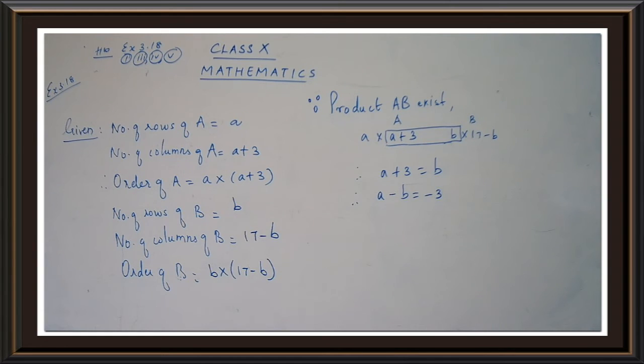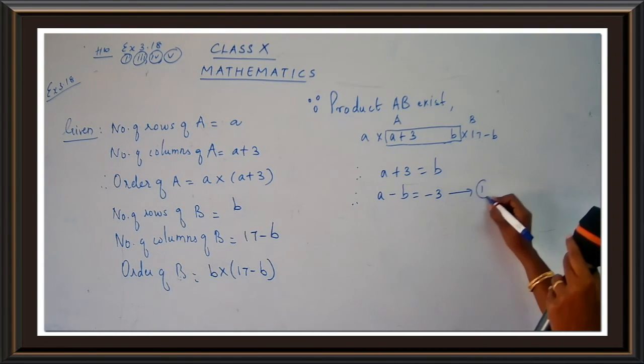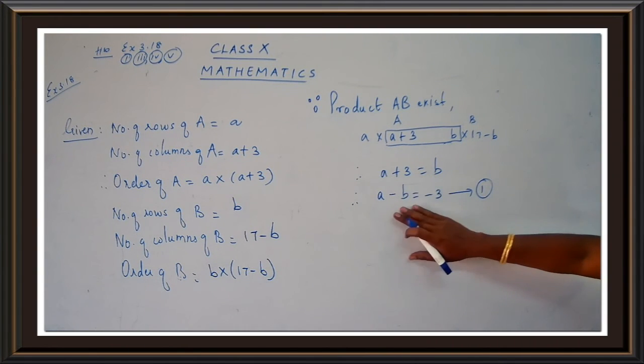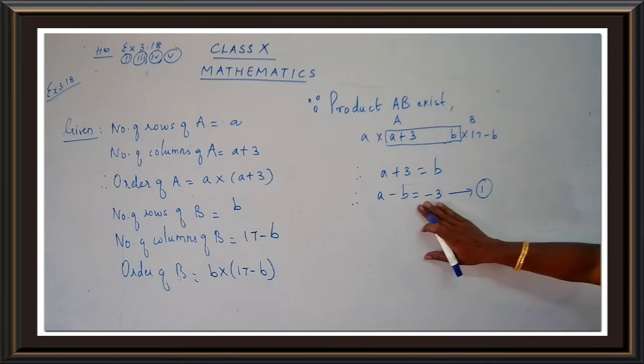Have you taken down the answer, children? So what do you get? A plus 3 is equal to B. From that, I have derived one more step: A minus B is equal to minus 3. Mark this as number 1. Getting my point? So what we have got is A minus B is equal to minus 3.